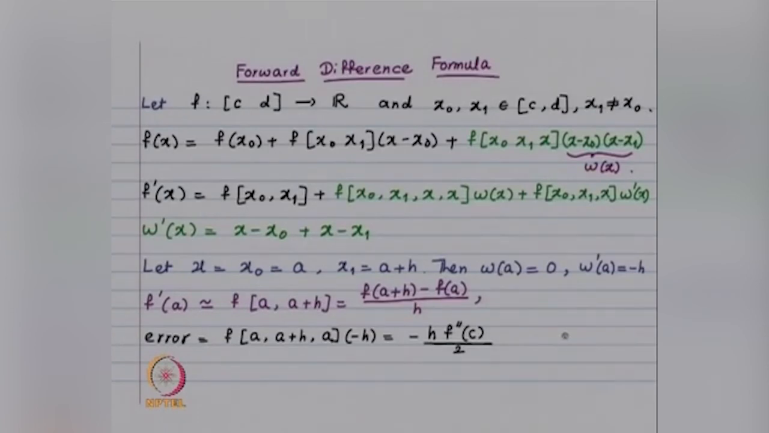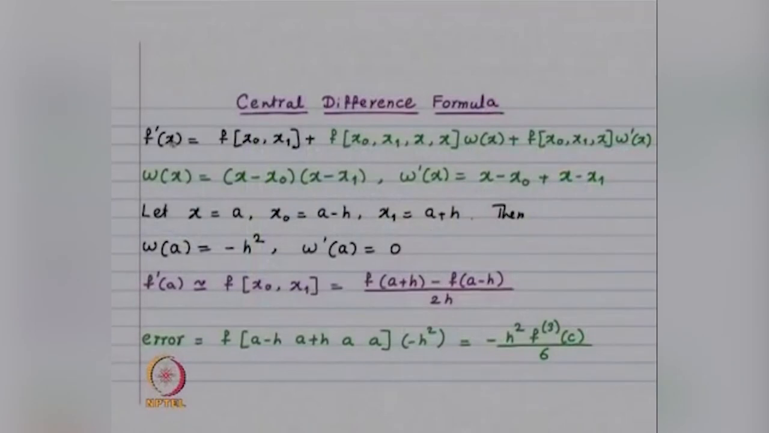Now let us look at the case when you choose your two interpolation points symmetrically. Our points will be a minus h and a plus h, and we will see that in this case the discretization error is going to be of the order of h squared. For forward difference we had only the error less than or equal to a constant times h. It will now be less than or equal to a constant times h squared. I recall that f'(x) is the divided difference based on x0, x1 plus the term containing the divided difference based on x0, x1, x, x into w(x) plus the divided difference based on x0, x1, x and w'(x).